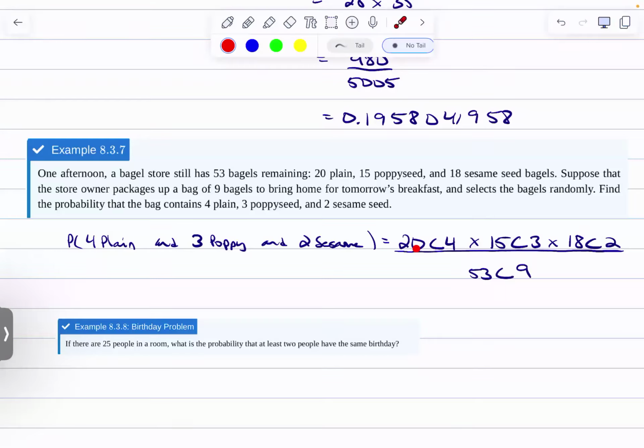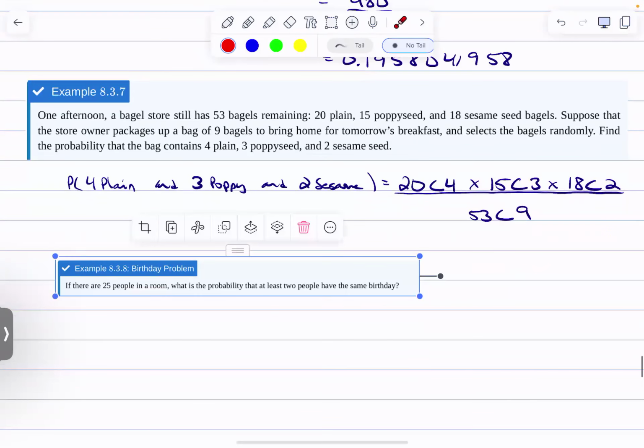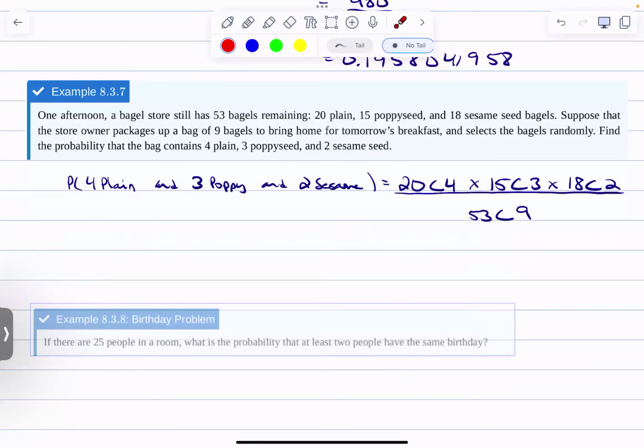Notice that the 20 plus 15 plus 18 makes 53, and the 4 plus 3 plus 2 makes 9. Right? And so they'll have that relationship always. Otherwise, you're missing something.